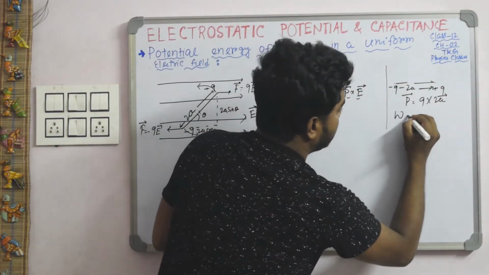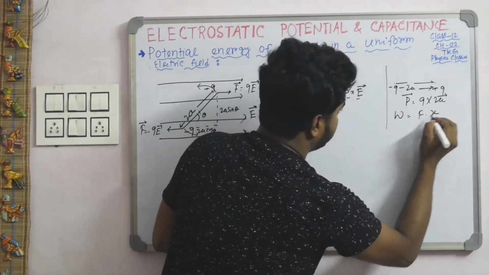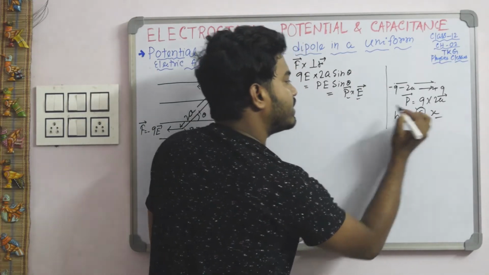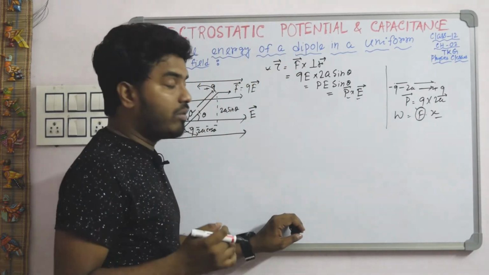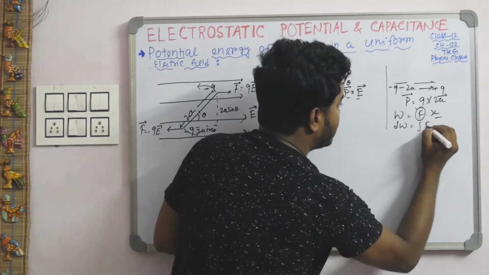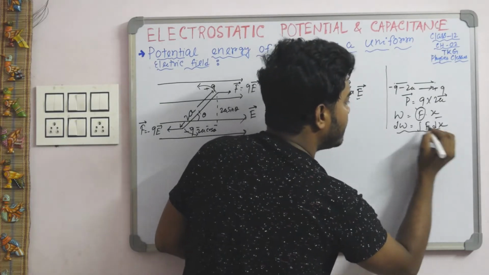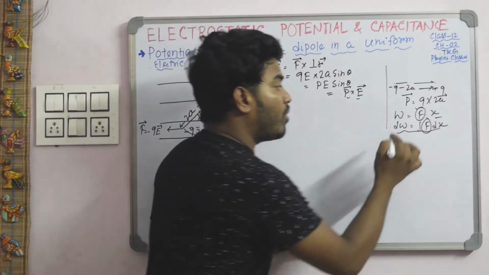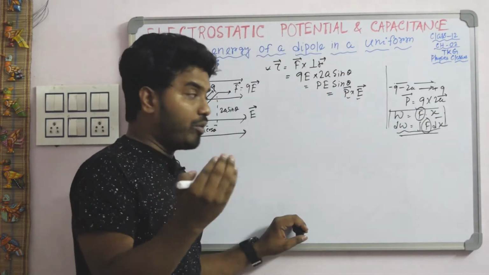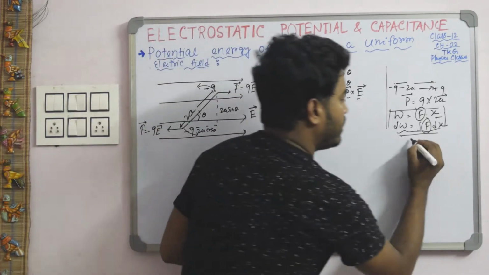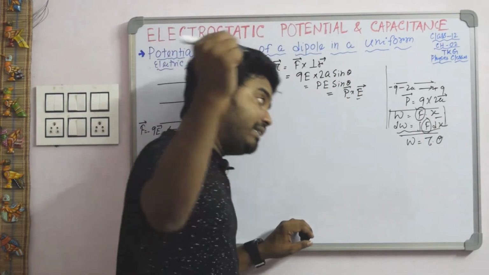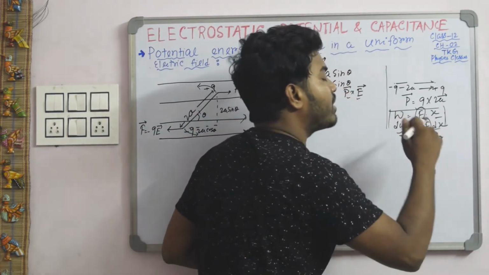And this amount of work, what will be the formula? You know the formula, W equals F into x, force into displacement. But this formula is valid when force is constant. But when force is variable, what is the amount of work done? That is dW equals integration of F into dx. Clear? Here F is variable. This is all about the linear case. But for angular rotation, what is the formula for calculating work done? That is W equals torque into angular displacement, and this formula is also valid when torque is constant.